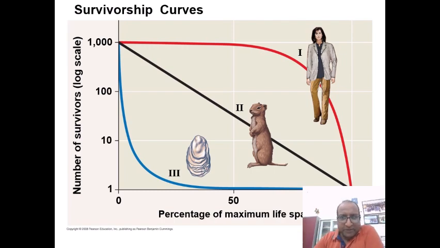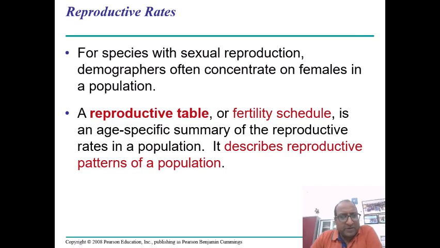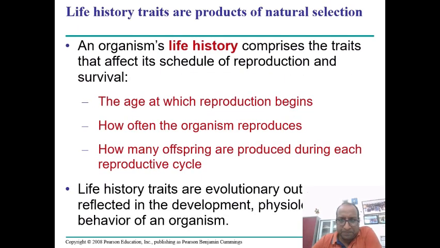So that was the survivorship curve we were talking about earlier, and now we will look at the reproductive rate. What is reproductive rate? For a species with sexual reproduction, demographers often concentrate on the females in a population and find out how many eggs she lays at a time or how many young ones she gives birth to. A reproductive table or fertility schedule is an age-specific summary of the reproductive rate in a population. It describes the reproductive pattern of a population, when they reproduce.